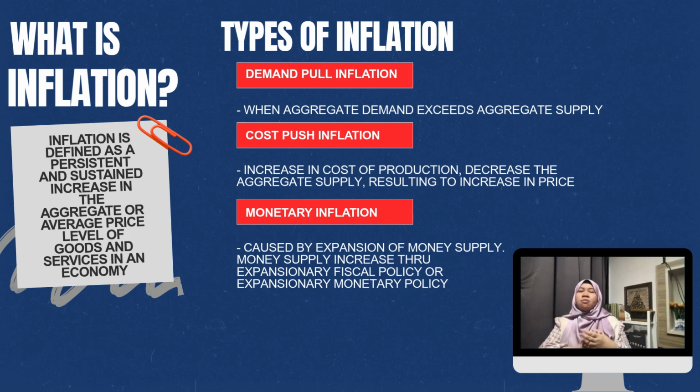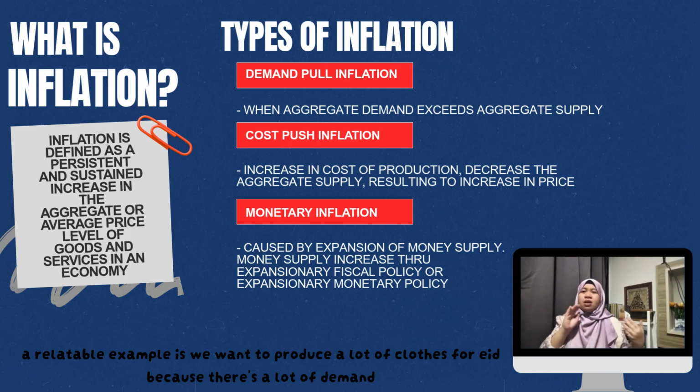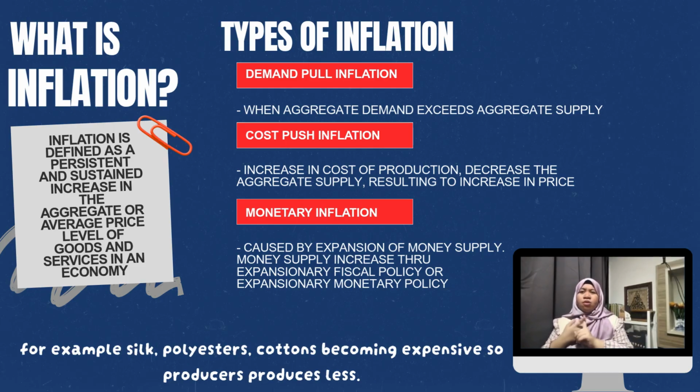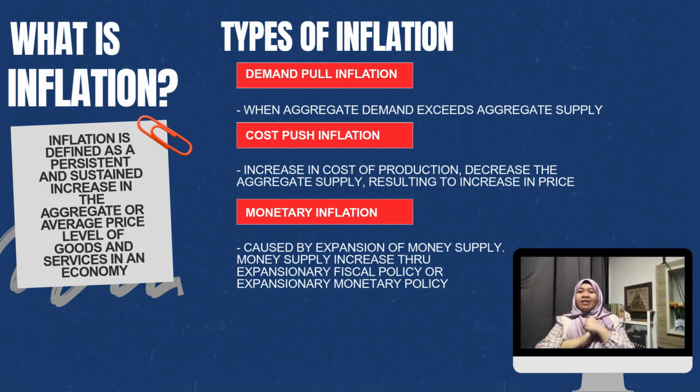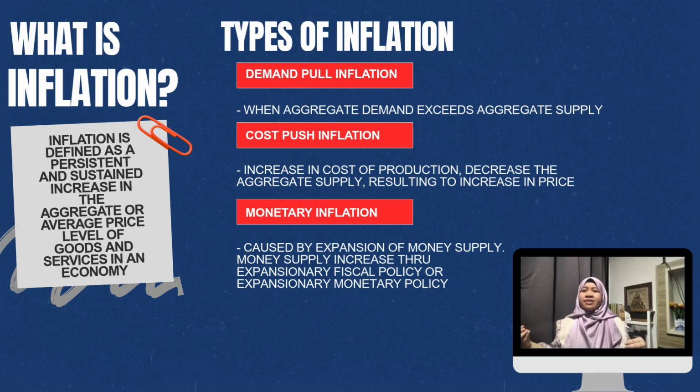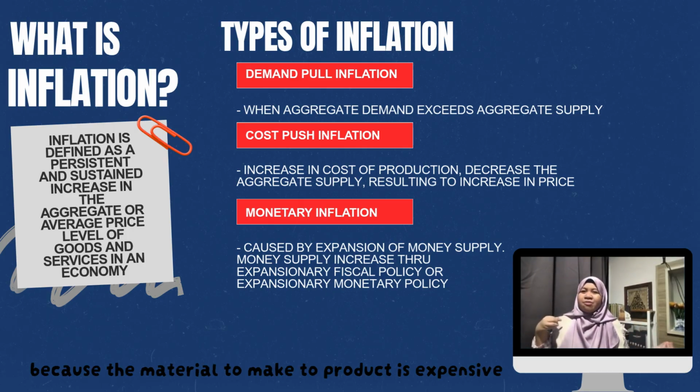For example, we want to produce a lot of clothes because there is a lot of demand, but the materials to make the clothes are becoming more expensive. For example, silk or polyester or cotton are becoming more expensive. So producers tend to produce less. Because of that, the product that they produce, which is the clothes, results in increasing price, as the materials to make the products are expensive compared to usual.